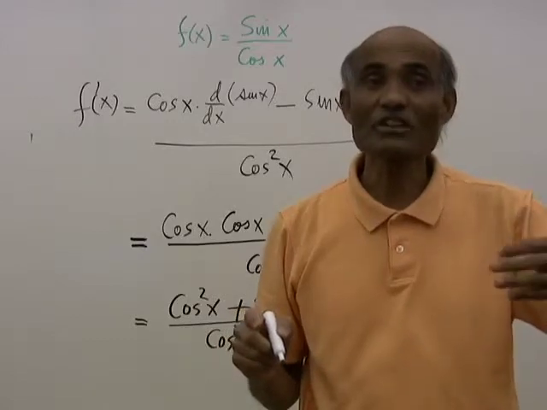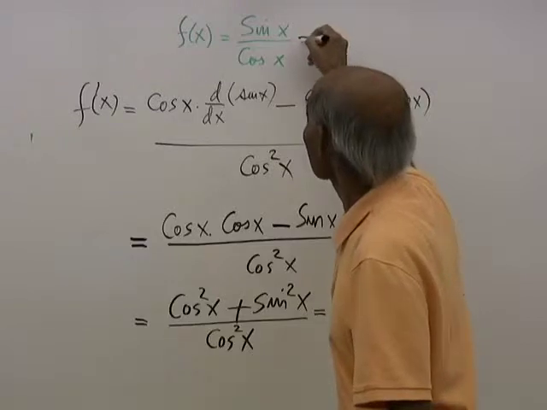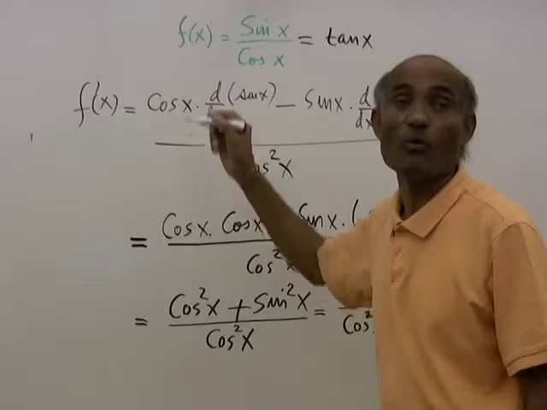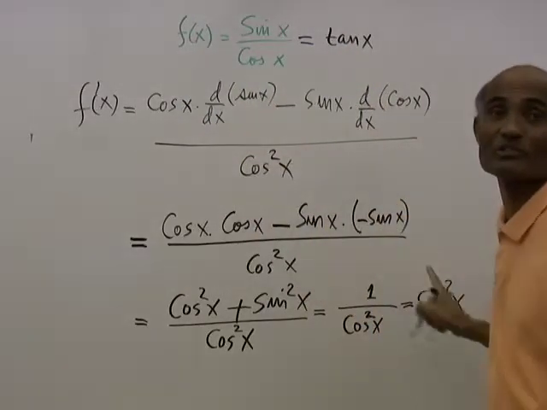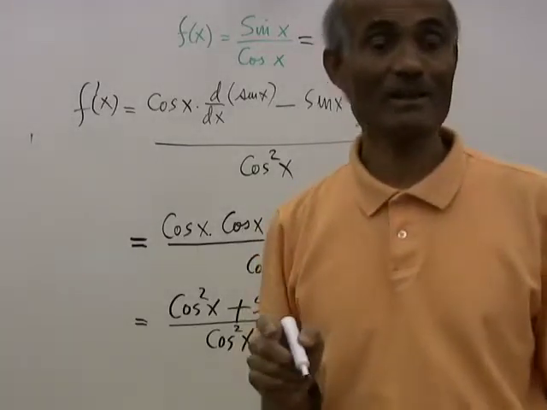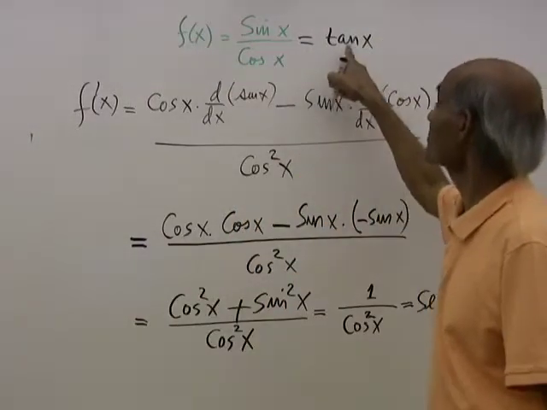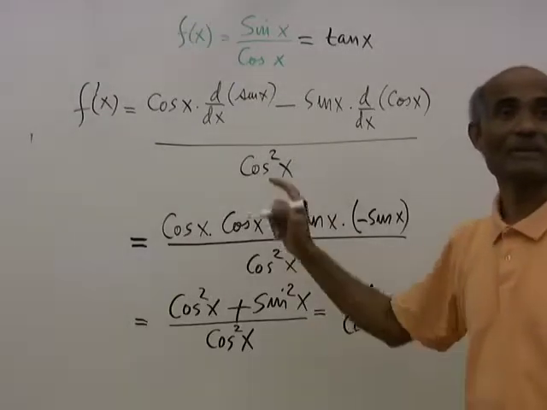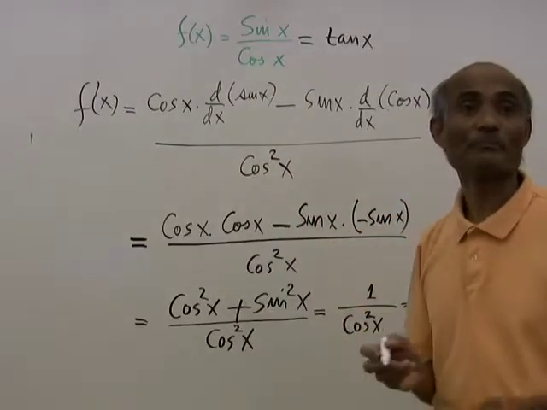Sin x over cos x is actually tan x. So, if I write this equal to tan x, and if I ask you, what is the derivative of tan x with respect to x? It is secant squared x. That's something that we will be using as we go on. The derivative of tan x with respect to x is secant squared x, and we worked it out using the quotient rule.